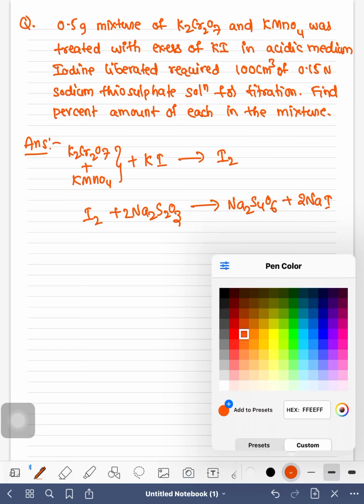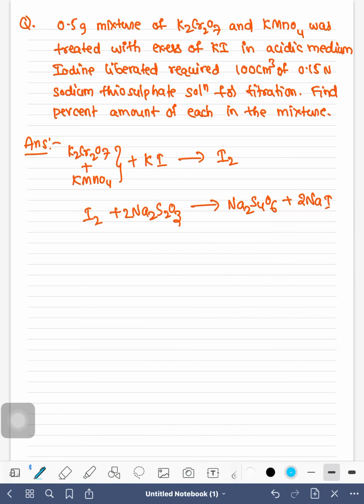From this, the equivalence of the mixture of K2Cr2O7 and KMnO4 is N1V1. For KI it is N2V2. For I2 it is N3V3. For hypo, Na2S2O3, it is N4V4. Equivalents of all these are equal. We want to calculate the percentage amount of K2Cr2O7 and KMnO4.